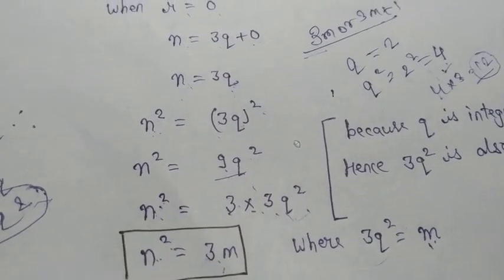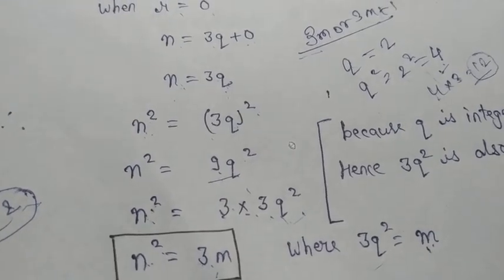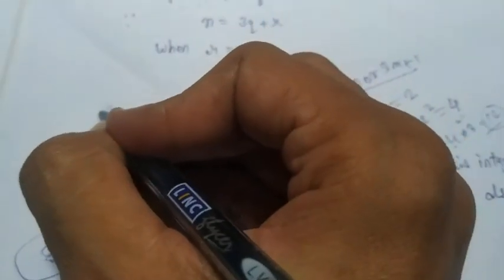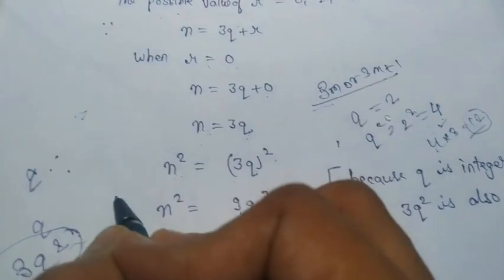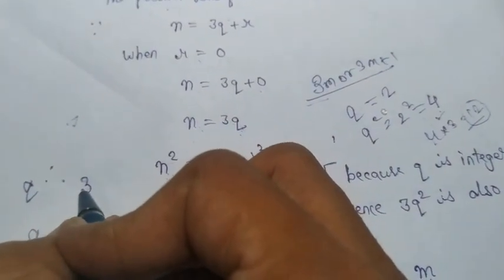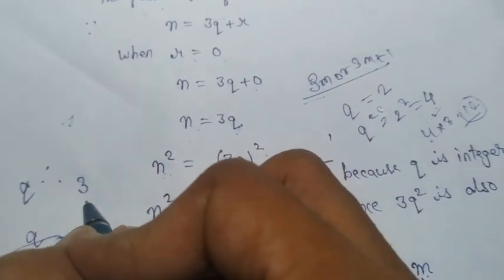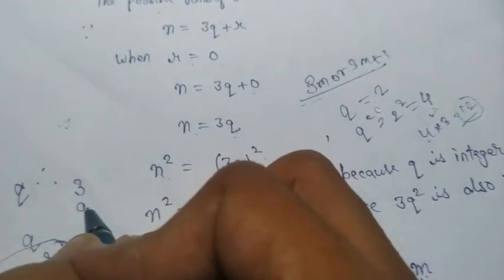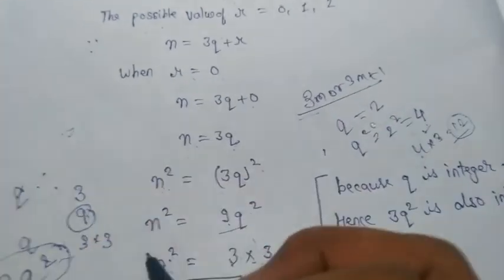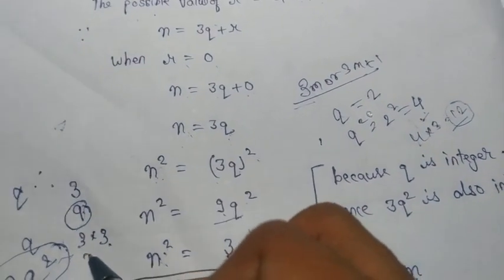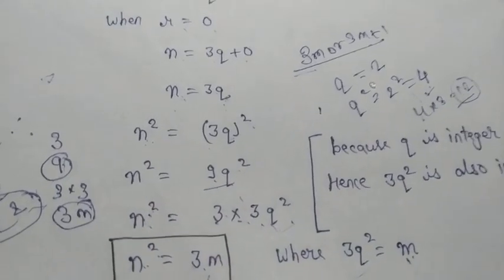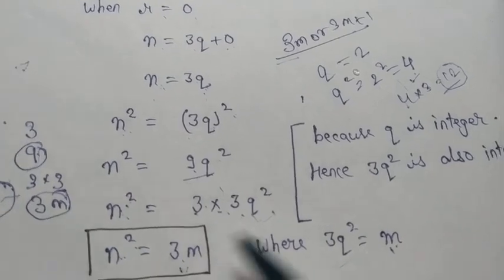So see, the square of any positive integer is represented as 3m. For example, I can show you one thing. Suppose I have written 3 as the positive number. And the square of 3 is 9. So this 9 can be written as 3 into 3, and 3 is some integer, so it can be written as 3m. That's why the square of any positive integer can be written as 3m or 3m plus 1.